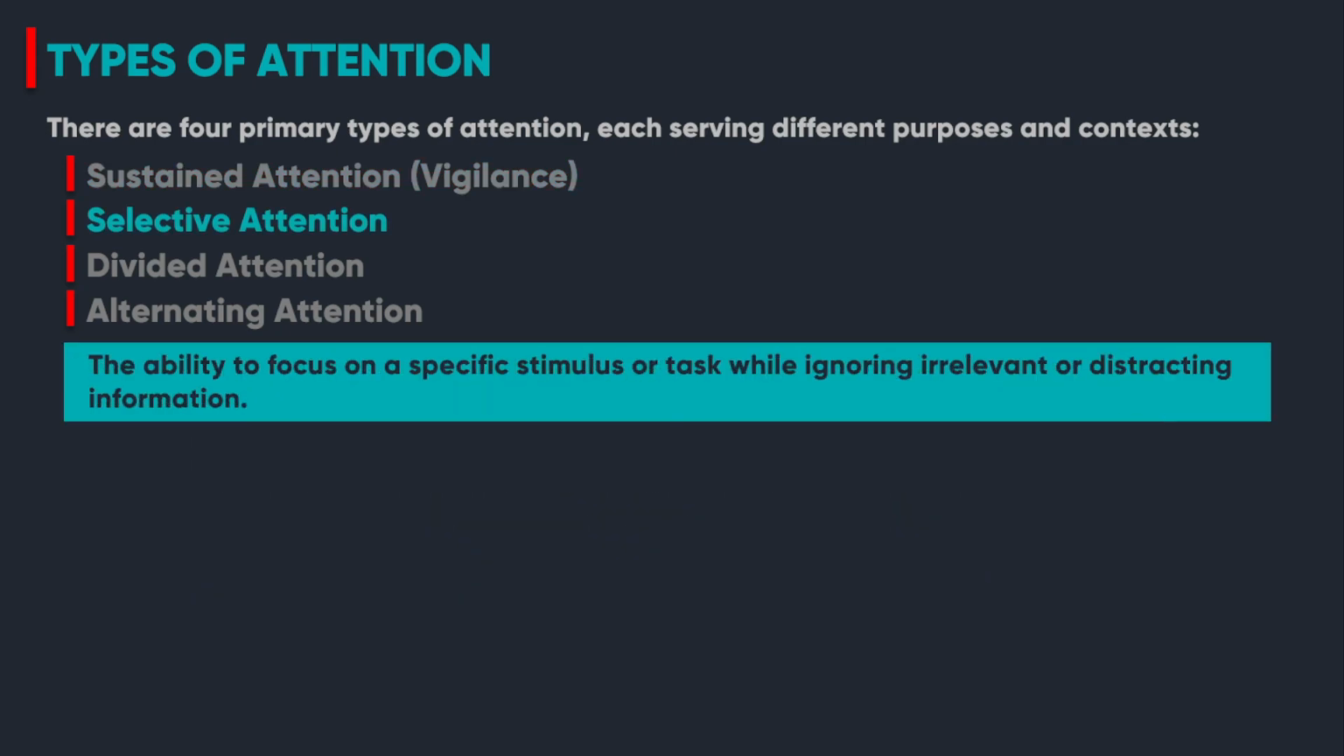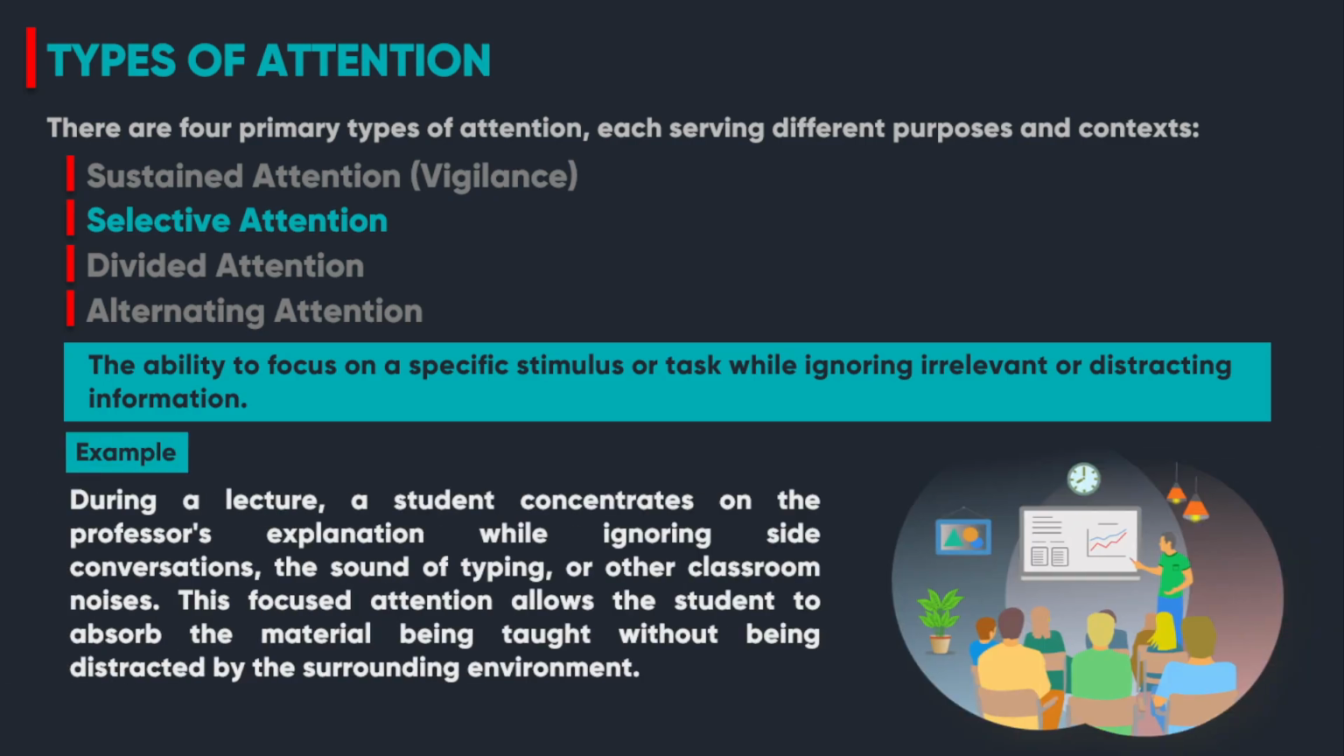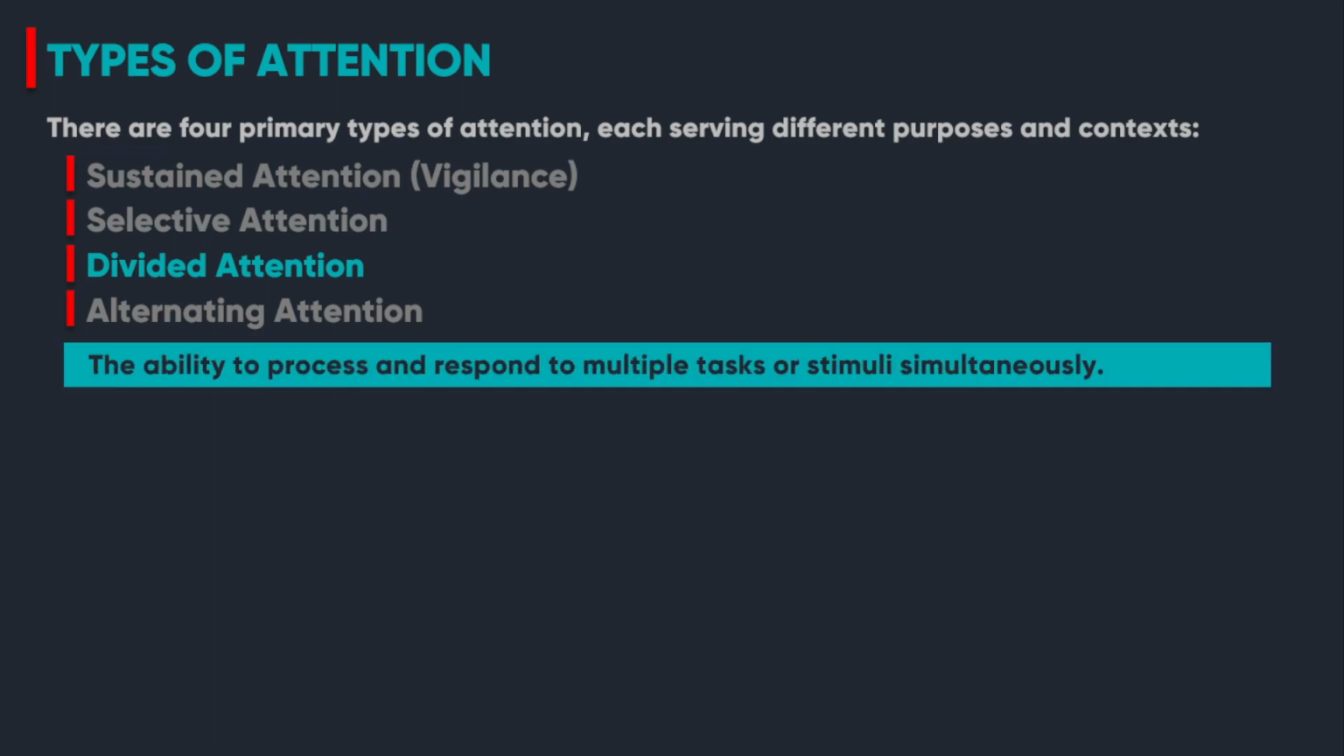Selective attention is the ability to focus on a specific stimulus or task while ignoring irrelevant or distracting information. For example, during a lecture, a student concentrates on the professor's explanation while ignoring side conversations, the sound of typing or other classroom noises. This focused attention allows the student to absorb the material being taught without being distracted by the surrounding environment.